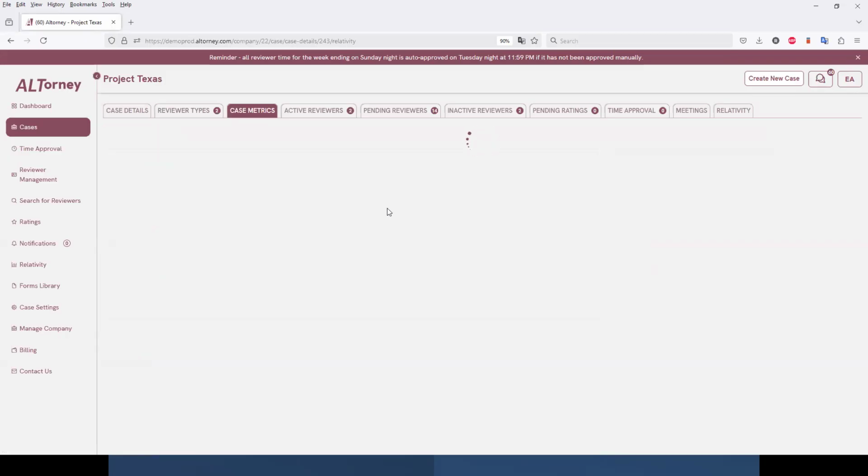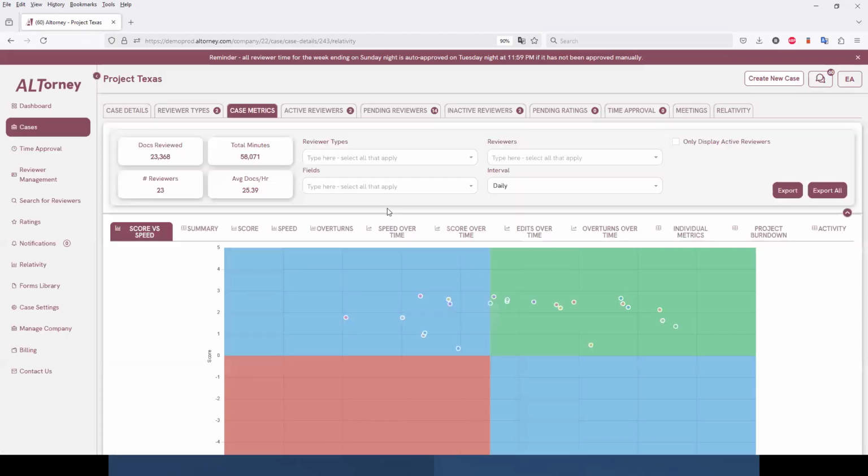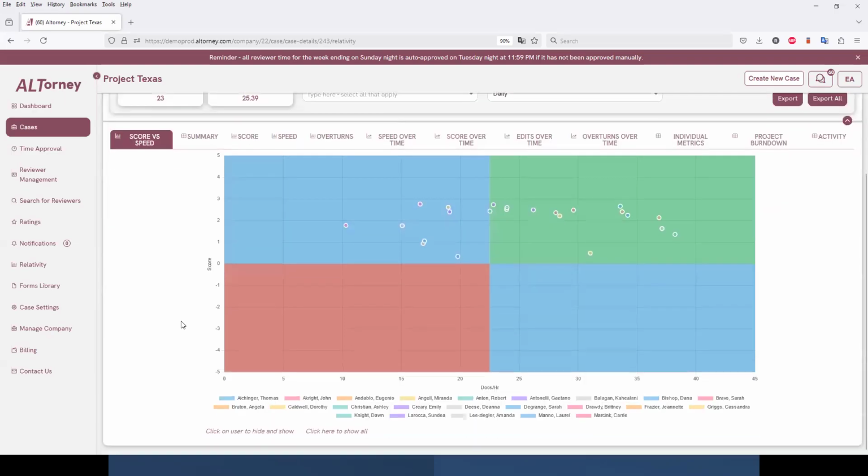One of the first ones is this case metrics, which gives you a little bit of guidance on the speed. We just talked about how many documents the reviewers are reviewing per hour, so what's their average docs per hour, but also given their score, which is their accuracy based off of the fields that you're tracking. Obviously, you want the majority of the reviewers to be as close to the top right as possible.